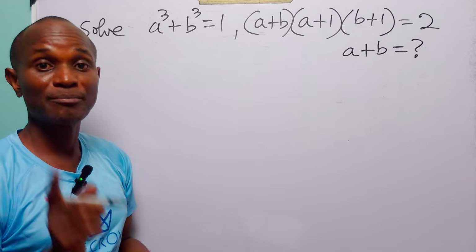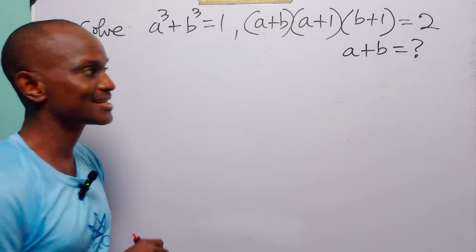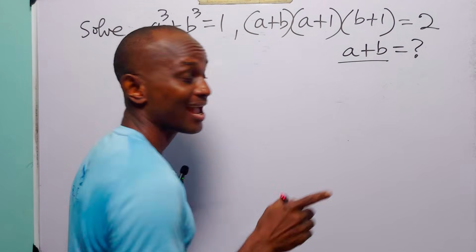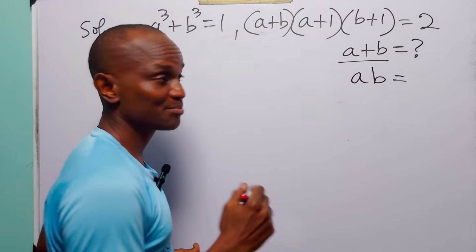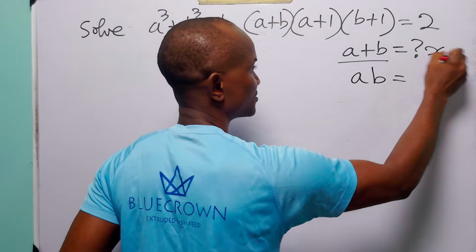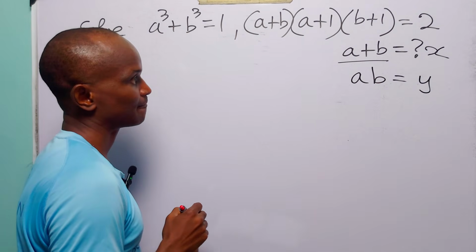Now, to solve this problem, we are going to express these two equations in terms of a plus b and a times b. For simplicity, let a plus b be equal to x, while a times b is equal to y.